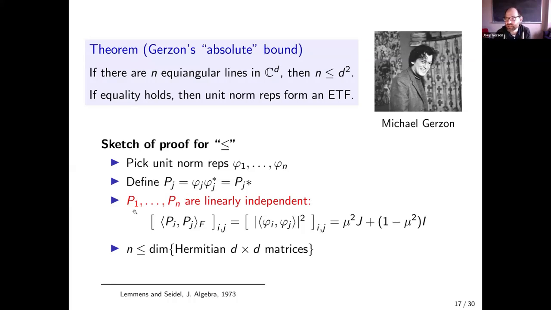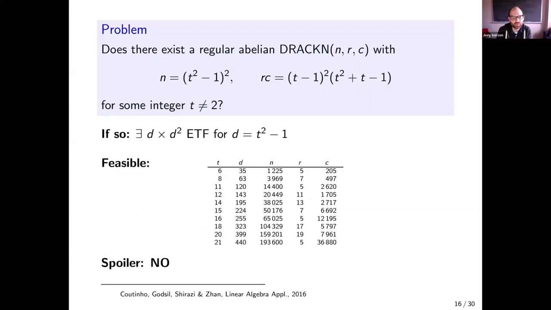And because they're linearly independent, I can't have more of them than the dimension of any space in which they live. Well, they're all Hermitian, so I can't have more of them than the dimension of Hermitian d by d matrices. And that's really where the bound comes from. This d squared is a real vector space, right? The real vector space of Hermitian d by d matrices, you can check, has dimension exactly d squared. Okay, so again, from before, this is about hitting that bound.